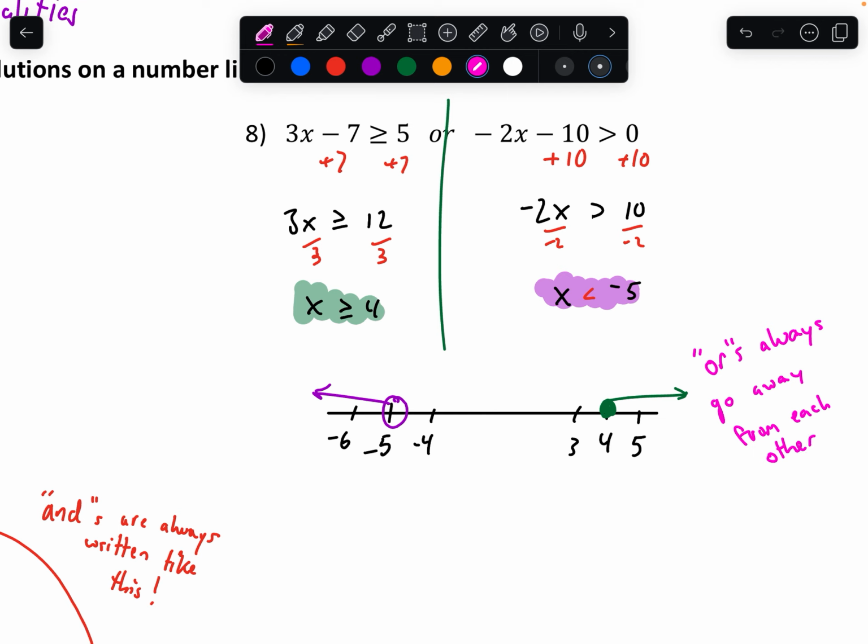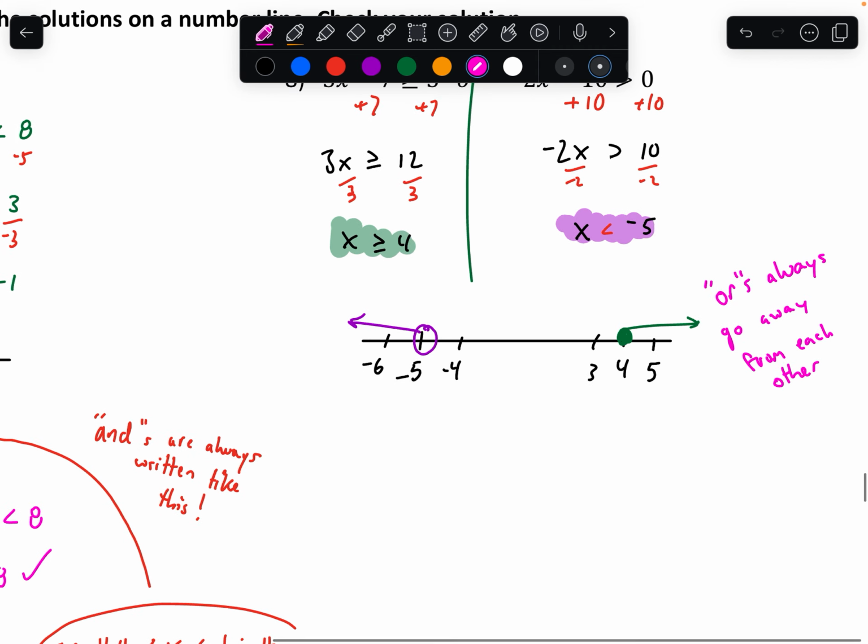ORs always go away from each other. If you were looking at me right now, I'd be holding my thumbs out, one pointing left and one pointing right for an OR. If I said, what about an and? You'd see me turn my thumbs in towards each other. They're touching. So ands always touch, ORs always point away.